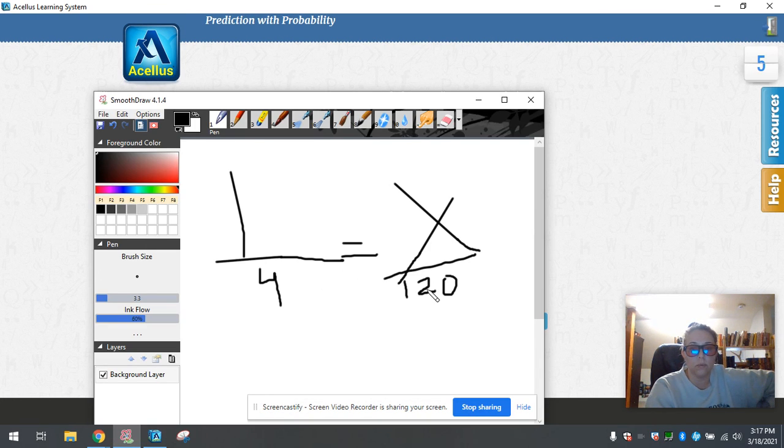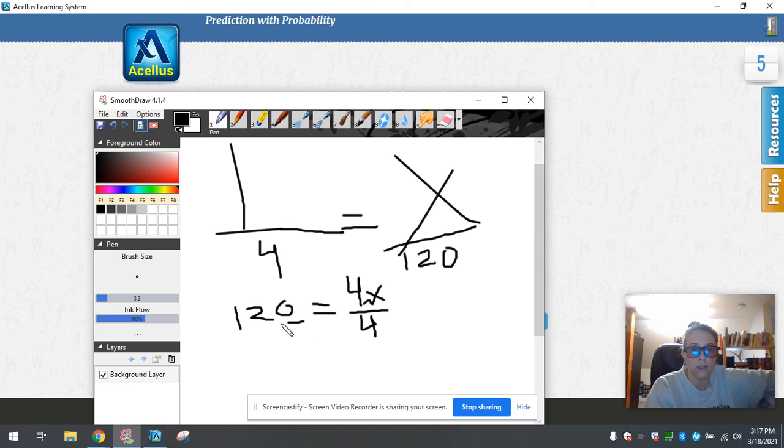I cross multiply. 120 times 1 is 120. 4 times x is 4 times x. I undo that multiplication with division. I divide by what's stuck to the variable via multiplication. What I do to one side, I do to the other. I have x equals 120 divided by 4, which is 30.